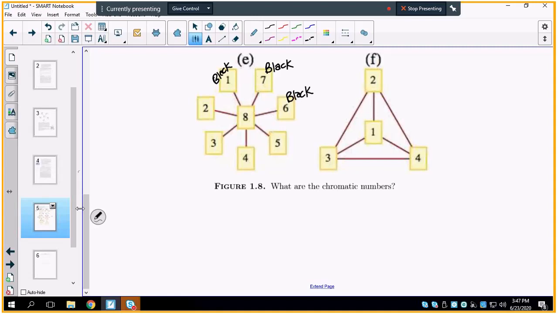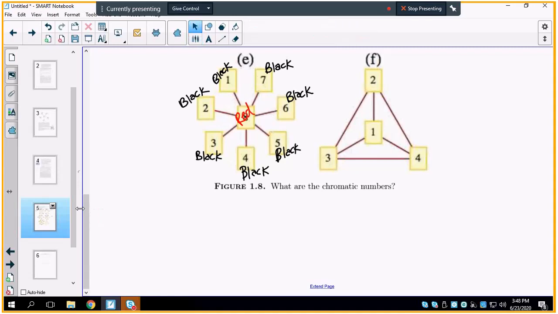and 5, and it turns out I can do this for all of them because each of them has only one edge connecting it to vertex 8 and no edges connecting to any other vertex. Vertex 8 I clearly cannot make black, however, so I'm just going to give it some other color, and then the chromatic number for this graph is 2.